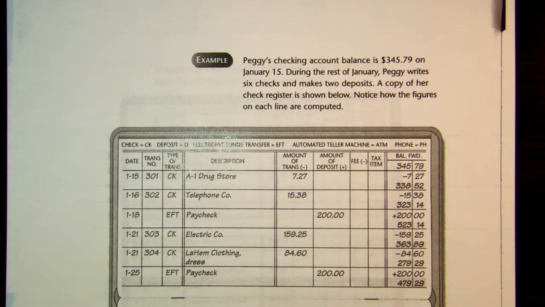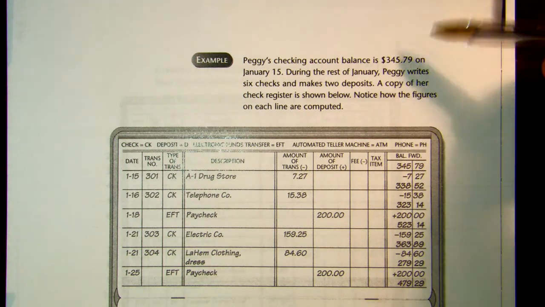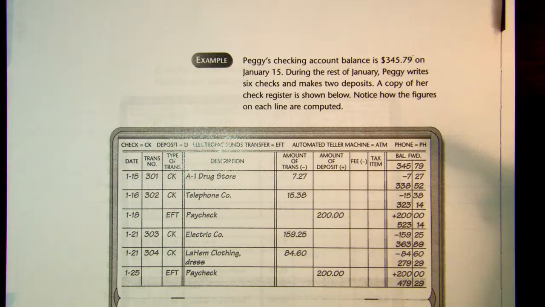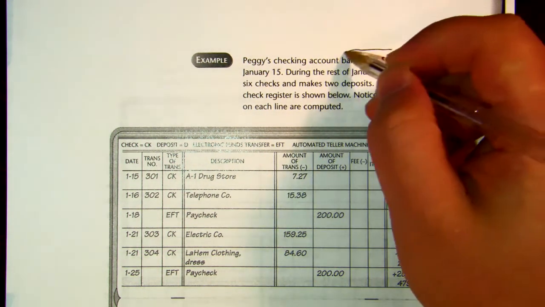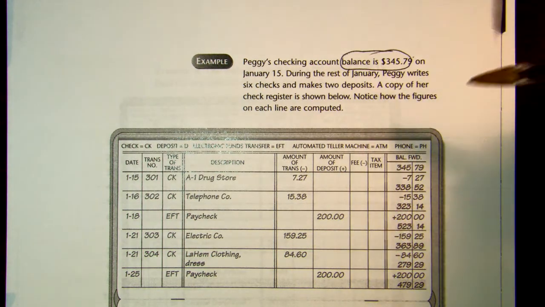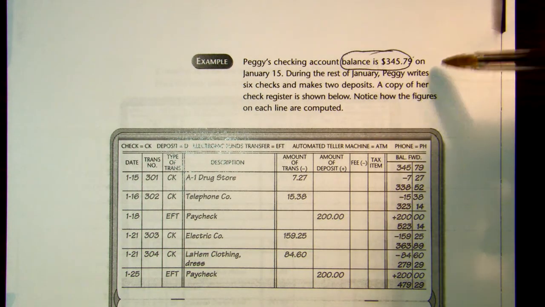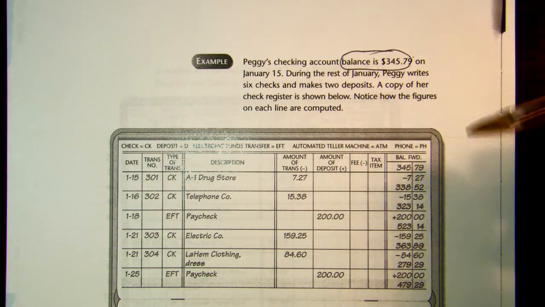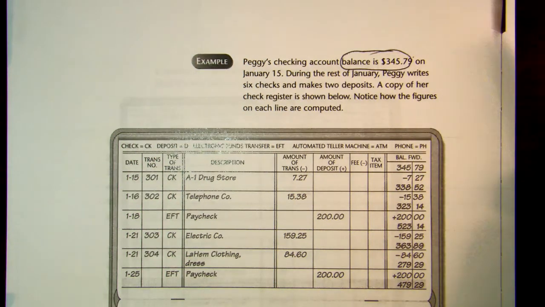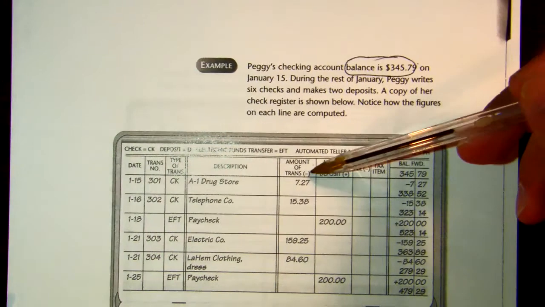It says Peggy's checking account balance is $345.79 on January 15th. So the balance is how much you have in your checking account. During the rest of January, Peggy writes 6 checks and makes 2 deposits. A copy of her check register is shown below. Notice how the figures on each line are computed. So the amount of transactions is what you're spending money on.